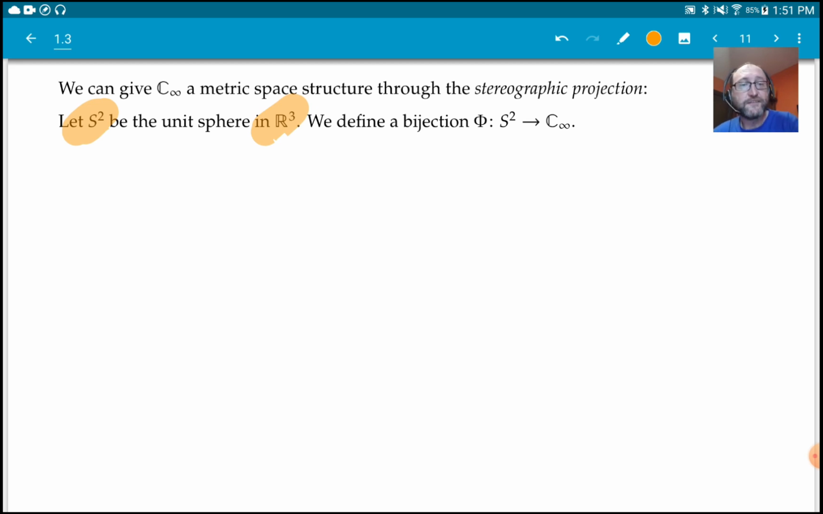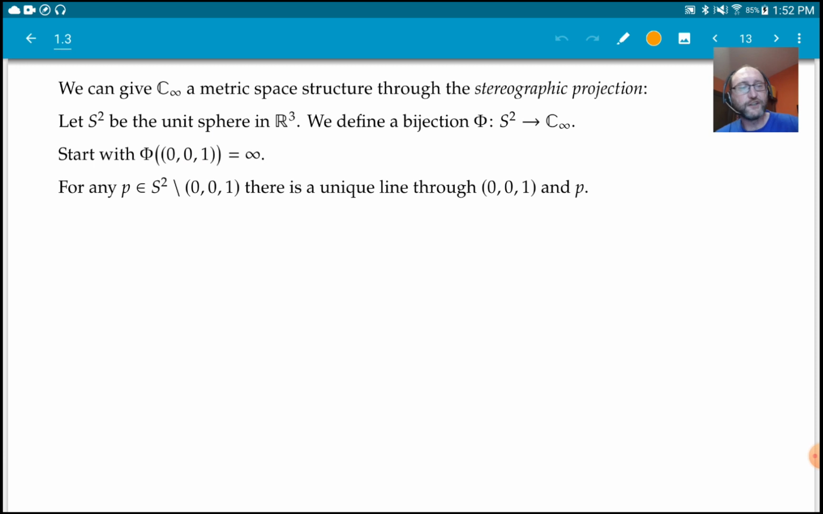And we define a bijection between S2 and C infinity, the Riemann sphere, in the following way, right? Well, first we have to put infinity somewhere, or we have to map something to infinity. We're starting on the sphere, so we take the north pole, which is going to be 0, 0, 1, and we map it to infinity, right? So that's the first thing.